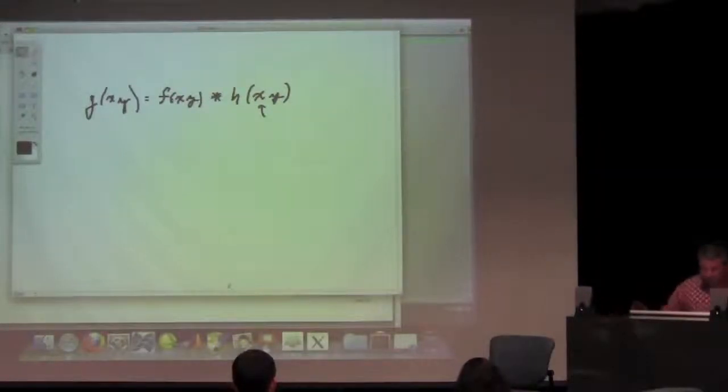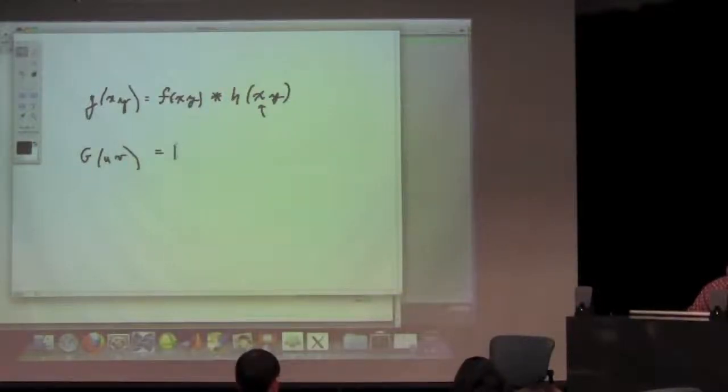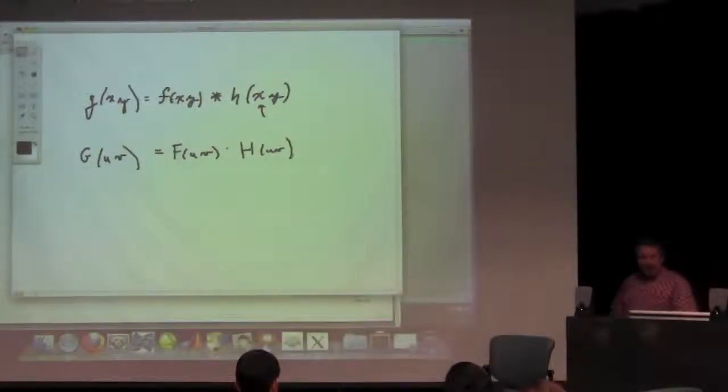Now that I can't write any longer, let me try. So let's bring this into the frequency domain. We have G of uv equals F of uv times H of uv, and you know the convolution theorem, right? That convolution in the spatial domain is multiplication in the frequency domain. I'm going to stop drawing after this, I promise.